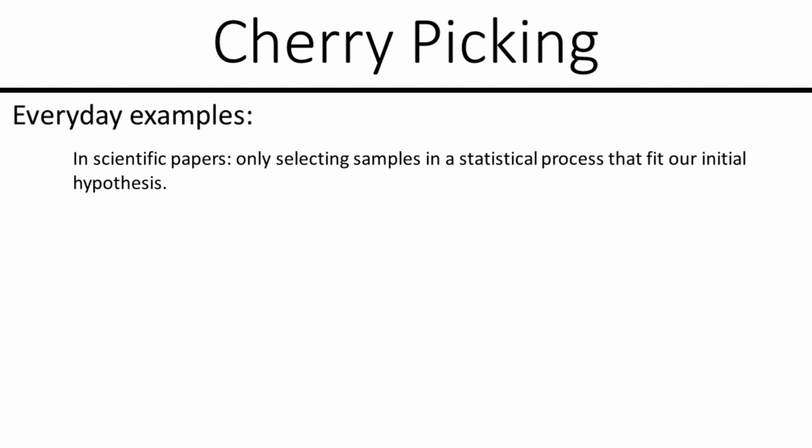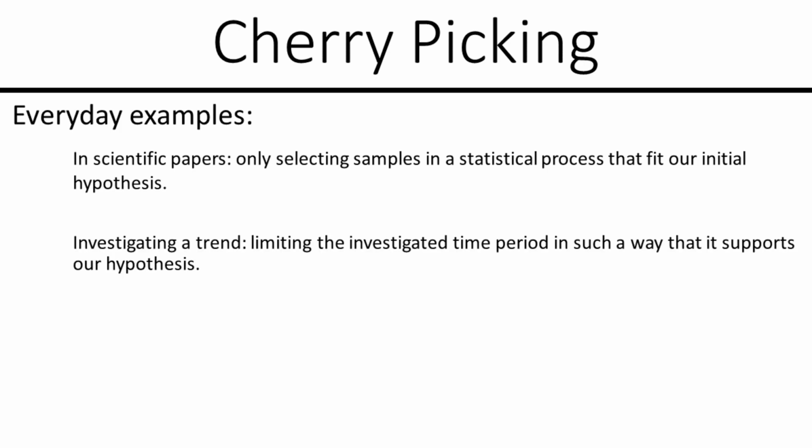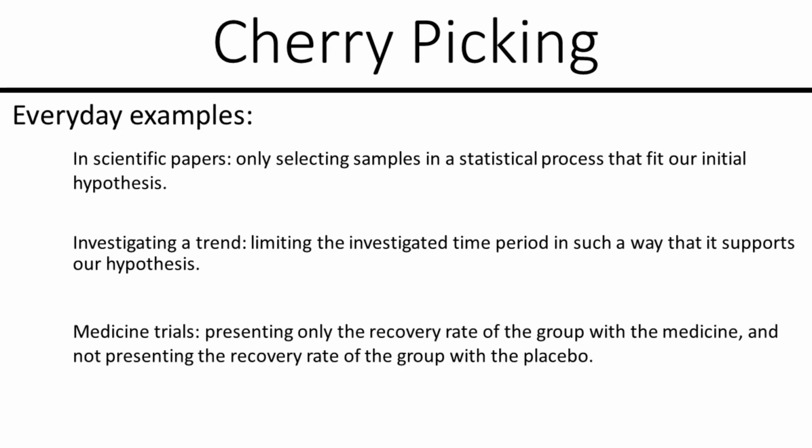Cherry-picking can also commonly occur in scientific papers, most commonly in cases where sampling is being performed. Namely, only selecting samples that provide data points that help us prove our initial hypothesis, or when investigating a trend, limiting the investigated time period in such a way that it supports our hypothesis. Another example would be during medicine trials, presenting only the recovery rate for the group with the medicine and not presenting the recovery rate of the group with the placebo.